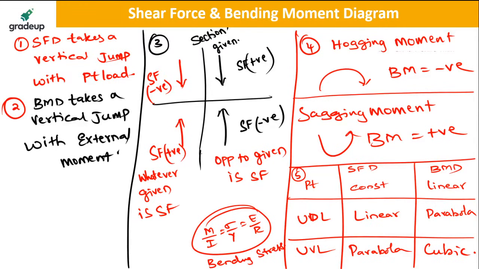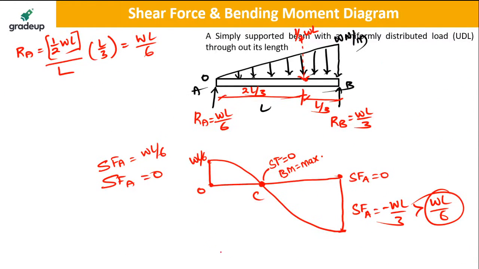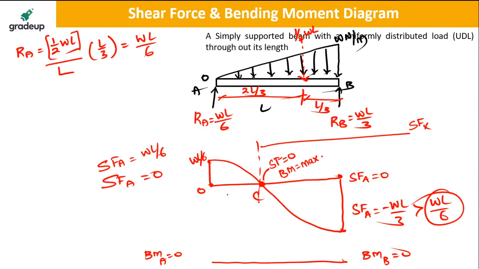So here you see the bending moment diagram, if I take it, the bending moment at A is equal to 0, the bending moment at B is equal to 0. So at this section we find the shear force at X. So this distance is X. So shear force at X is equal to 0. Find X. So at what distance it is 0?